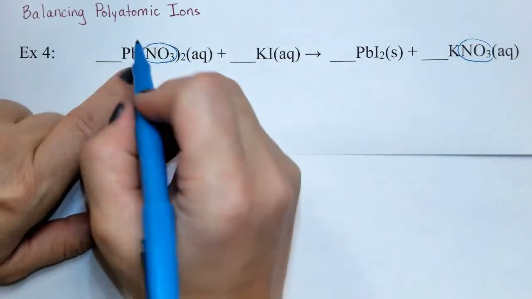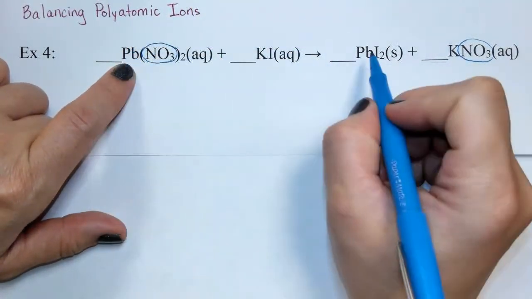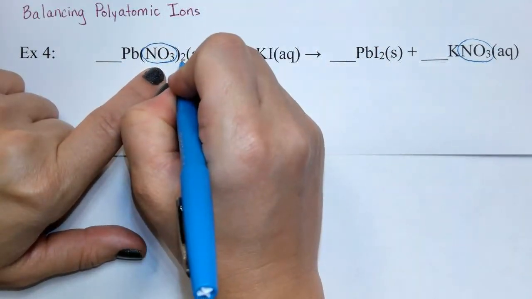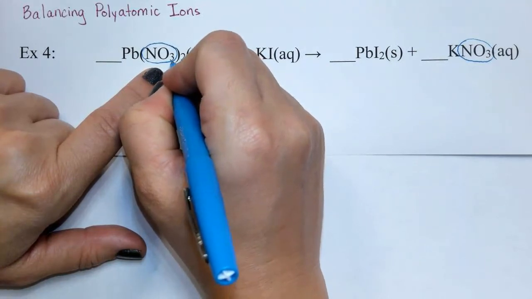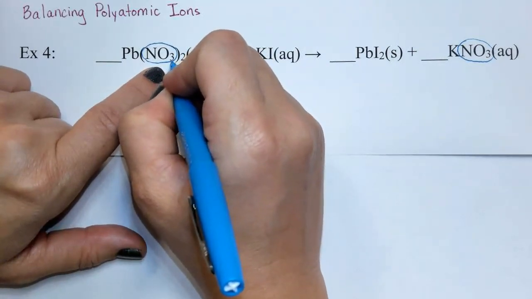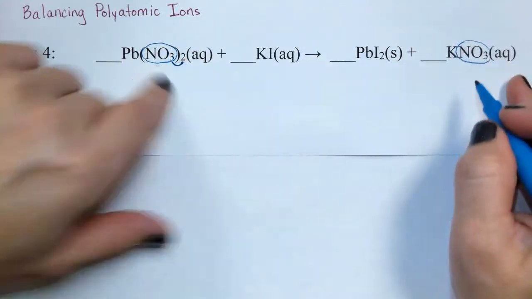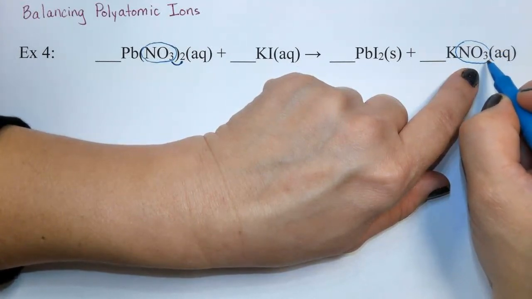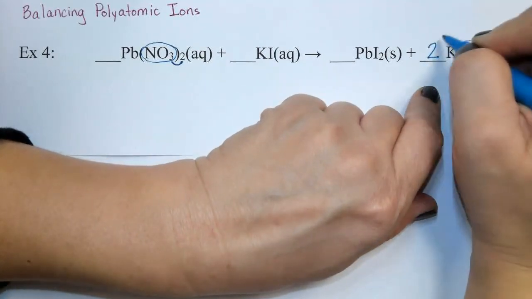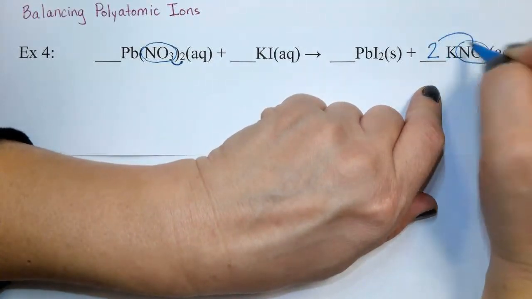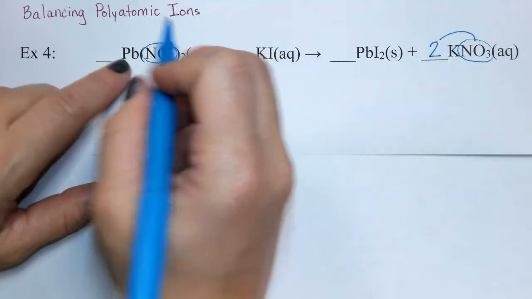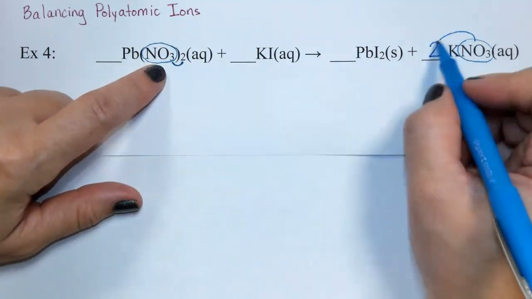So now when I balance this equation, we have 1 lead on the left, 1 lead on the right. Good to go. Now, nitrates. This subscript of 2 is outside the parentheses and states that I have 2 sets of nitrate. So I have 2 nitrates on the left, and on the right, I do not have a subscript on the outside, so there's only 1 nitrate on the right-hand side. So I need to have 2 nitrates, so putting a coefficient of 2 here will give me 2 times 1 is 2 nitrates, which is equal to this, 2 nitrates. Lead is still good, 1 lead, 2 nitrates, 2 nitrates.